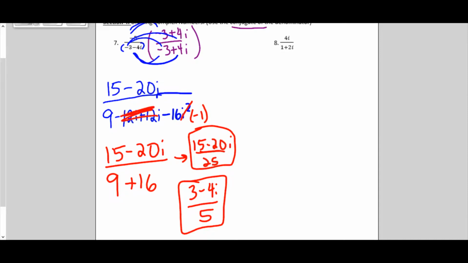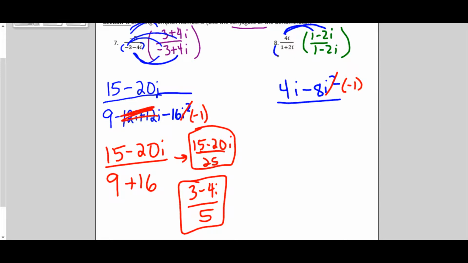Example 8. So I have 4i divided by 1 plus 2i. You're going to multiply by the conjugate divided by itself. So 1 minus 2i divided by 1 minus 2i. And then you're going to distribute. So you'll do 4i times 1, which is 4i. And 4i times negative 2i, which is negative 8i squared. Notice I have an i squared, so right away I'm just going to replace that with negative 1.